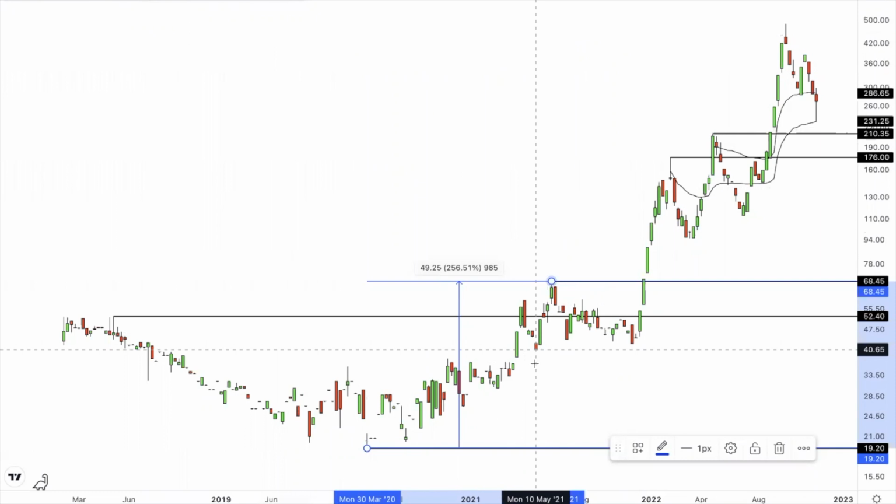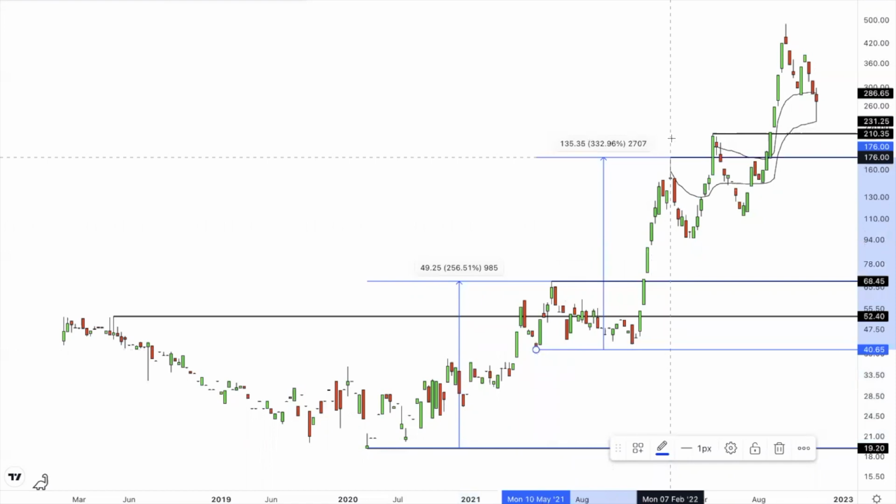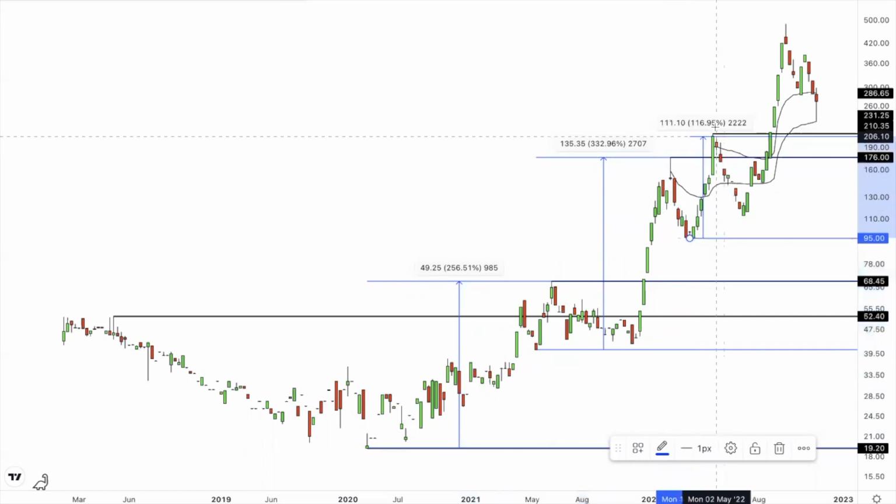We'll just consider the lower one just for our comfortable reference. So from 40.65, the stock made a high of around 176, which is close to 332% rise, right? And then the stock came down till the levels of 95. It made a high of 210, which is 121% rise, right?